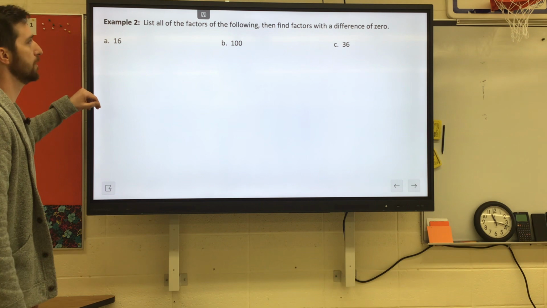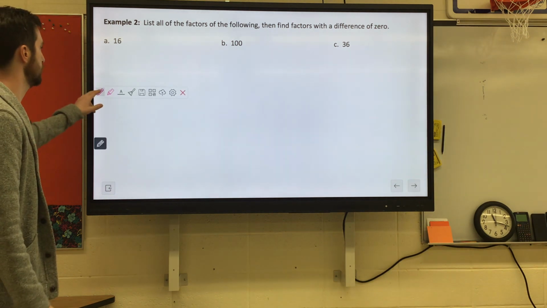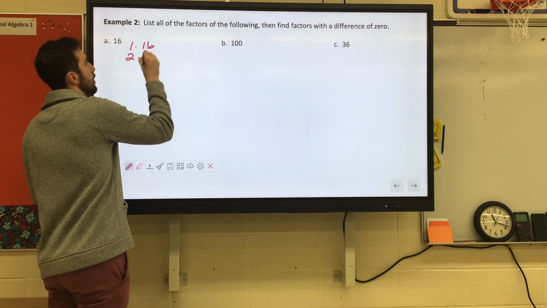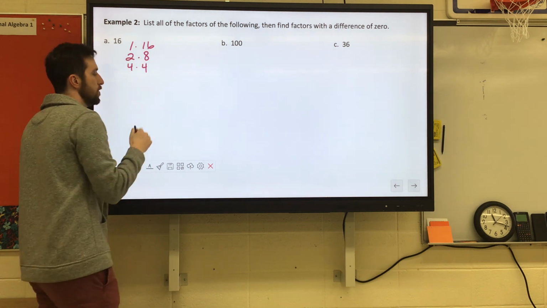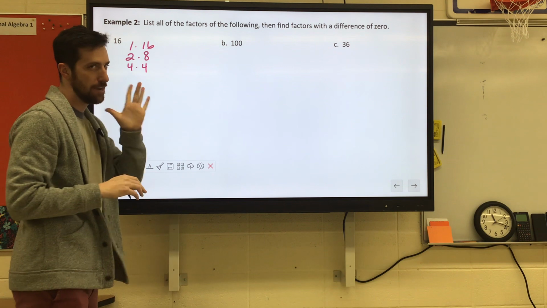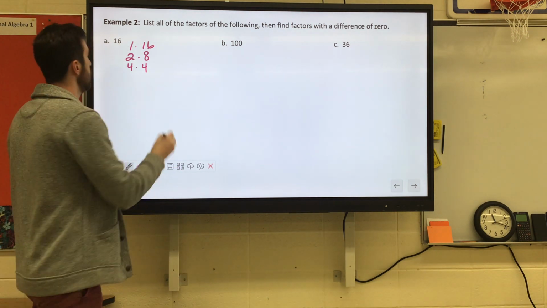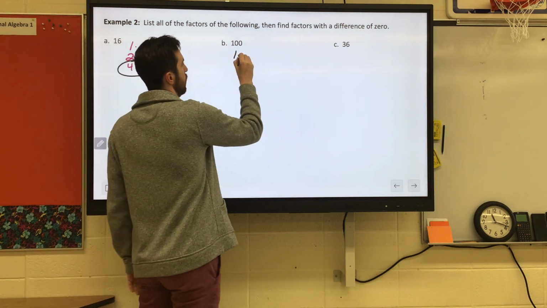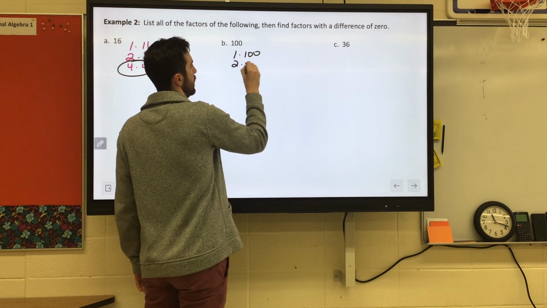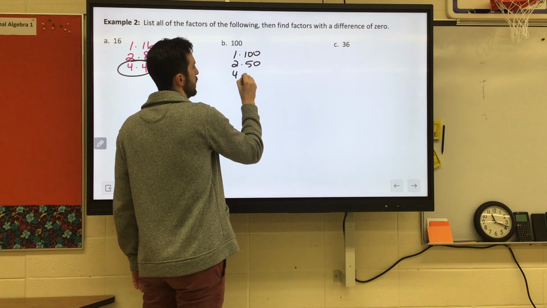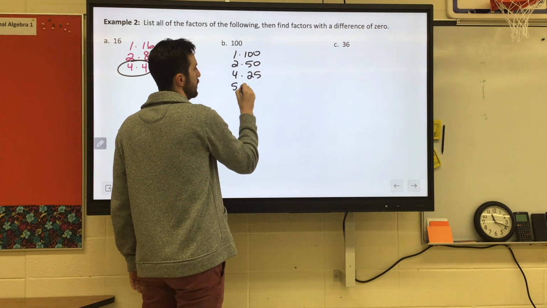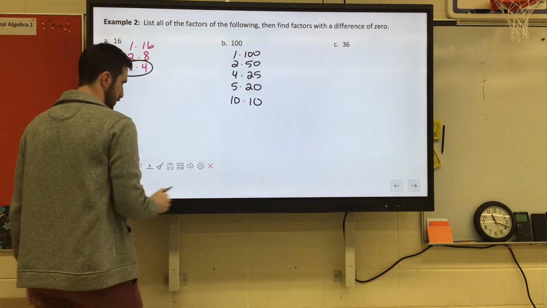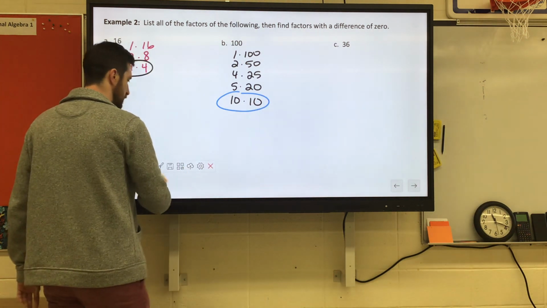List all the factors and then find the factors with a difference of 0. So 16: 1 and 16, 2 and 8, or 4 and 4. Which one of those has a difference of 0? AKA, they're the same number. That would be the 4 and 4. We're looking at 100. 1 times 100, 2 times 50, 4 times 25, 5 times 20, and you got 10 times 10, and those are 0 apart.